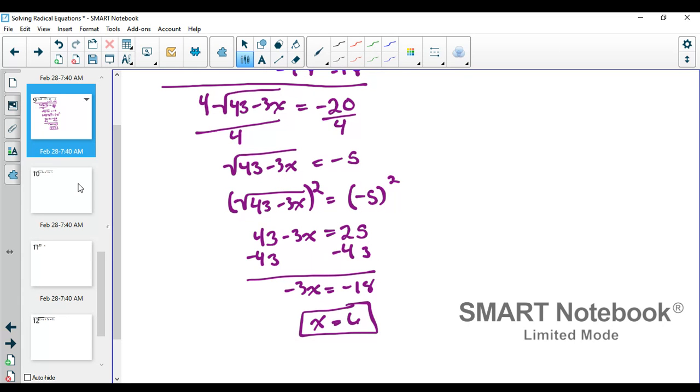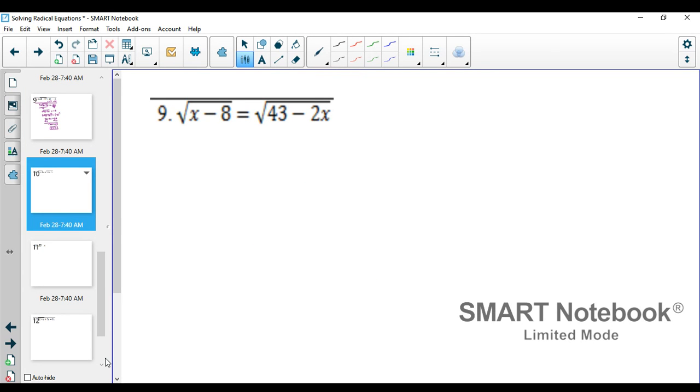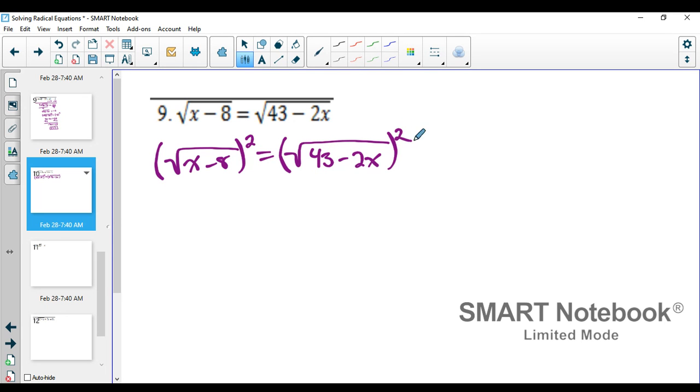All right, now moving on to our next question. Now, for this one, we have square roots on both sides of the equal sign. So we have the square root of x minus 8 equals the square root of 43 minus 2x. We're going to square both sides because squaring both sides gets rid of the square root signs on either side of the equal sign. So if we square both sides, both sets of square roots and squared cancel, so we're left with x minus 8 equals 43 minus 2x.